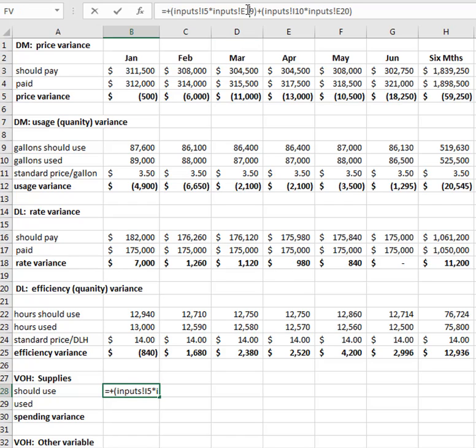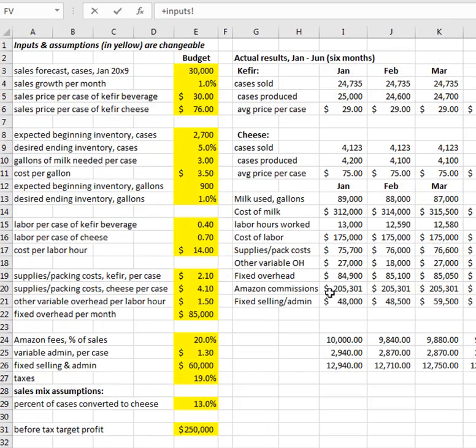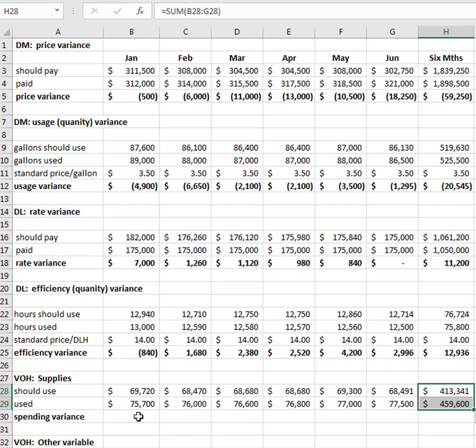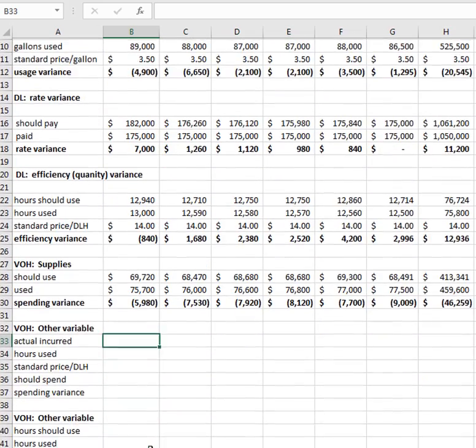Okay, and then we will anchor the standard quantity. And what did they use, which they gave you? And so here we just have a spending variance. So they should use this, they did use that, and we can see what's going on with supplies. Well, that's some real unfavorable variances there, so that's probably something to be studied.